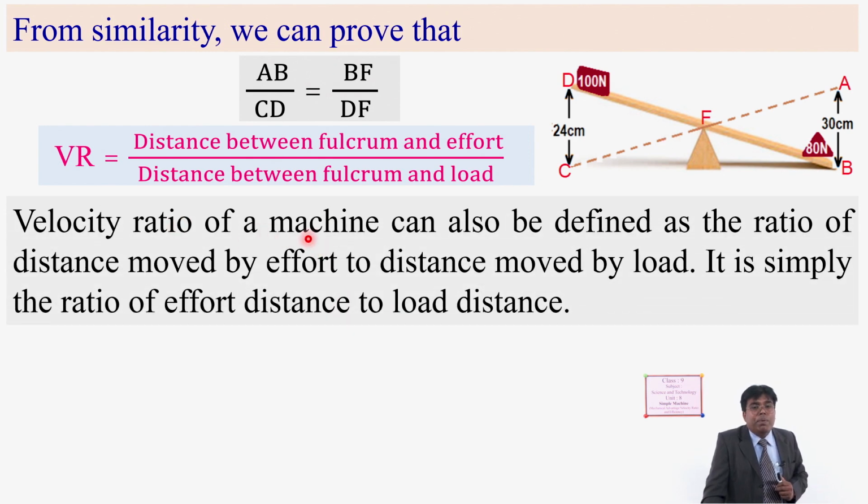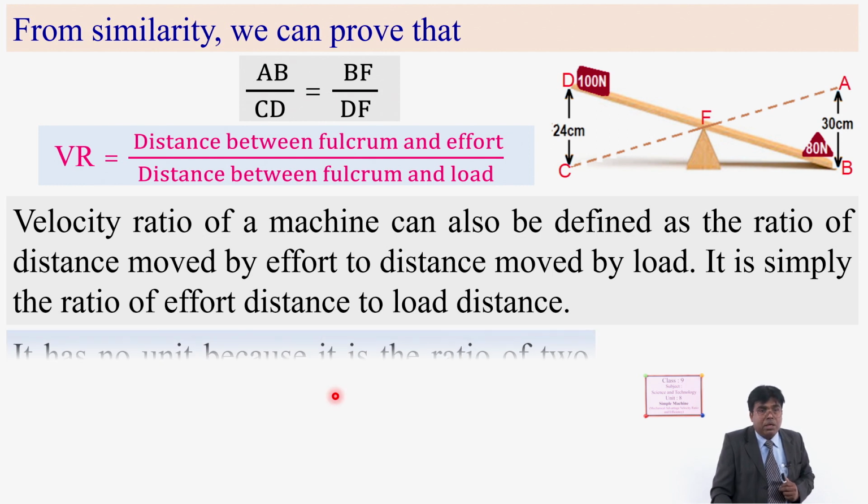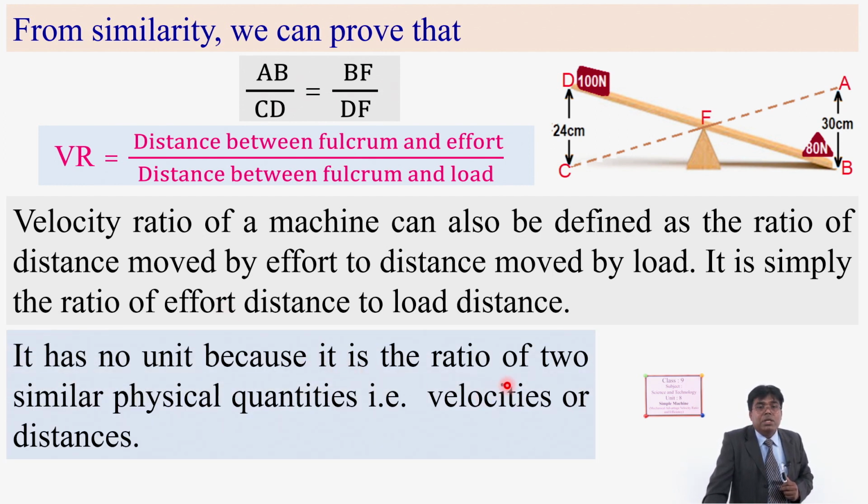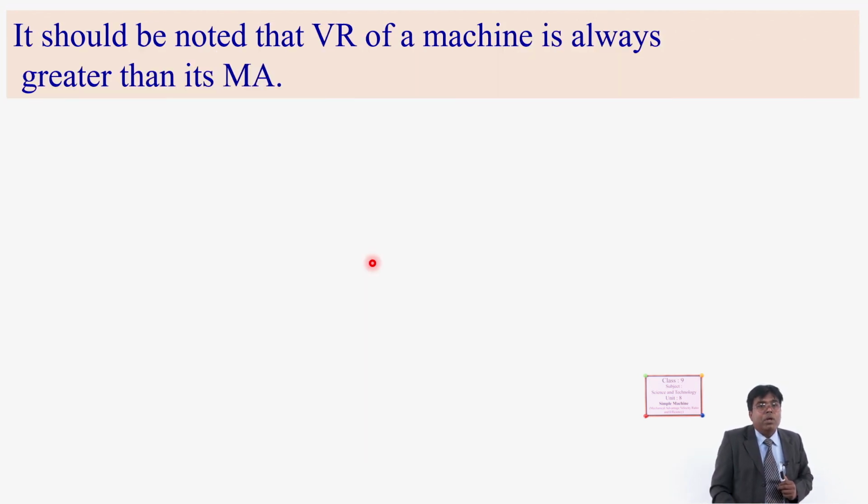So velocity ratio of a machine can also be defined as the ratio of distance moved by effort to distance moved by load. It is simply the ratio of effort distance to load distance. It has no unit because both are distances, both are velocities, so they have no unit, and that's why velocity ratio is also a unitless physical quantity. Okay, just keep it in mind. It should be noted that VR of a machine is always greater than its MA.